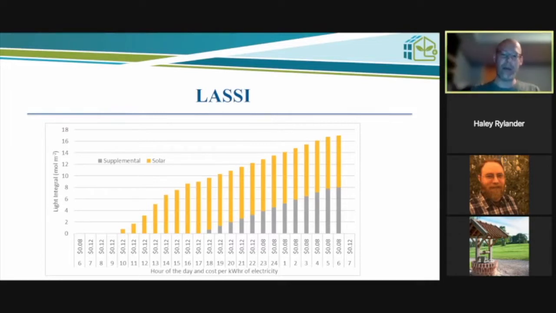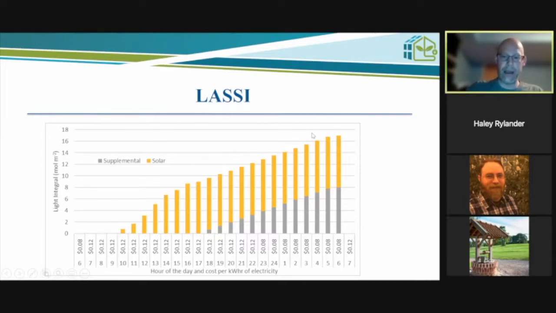This is a plot of how regular LASSI works on a typical day. The yellow bar is the natural solar radiation. It gets some natural radiation during the day, and then it makes the decision that it has to start lighting to be able to hit the 17 mole target by the end of the day. Even though it's not quite into the off-peak period, it starts lighting, and then it hits the end of the off-peak period, and the target is hit.